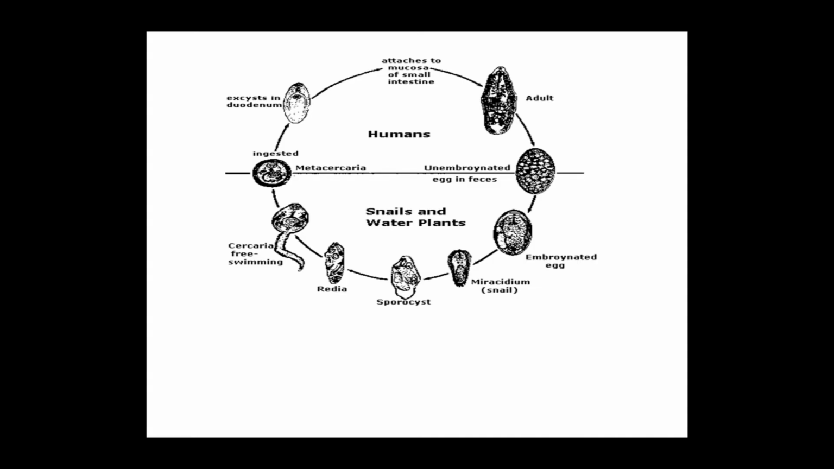Now, after swallowing it, the metacercaria excysts in the duodenum. In the duodenum, the encysted metacercaria will excyst and attach to the mucosa of the small intestine, and then penetrate, and ultimately reach the liver and biliary ducts.